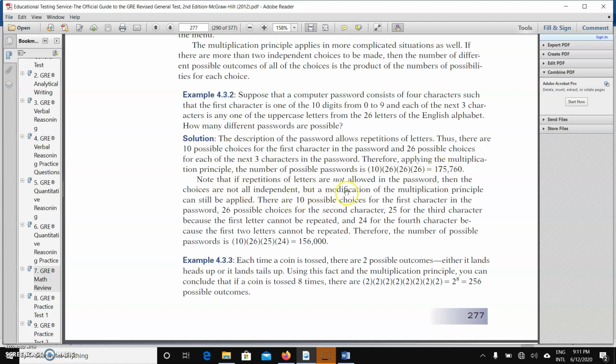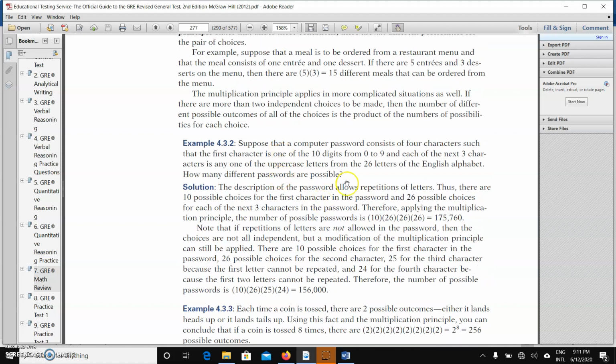Note that if repetition of letters is not allowed in the password, then the choices are not all independent, but the multiplication principle can still be applied. There are 10 possible choices for the first character in the password. That's what I told you. Just 10. 26 possible choices for the second, then 25. Okay. This is what they're talking about.